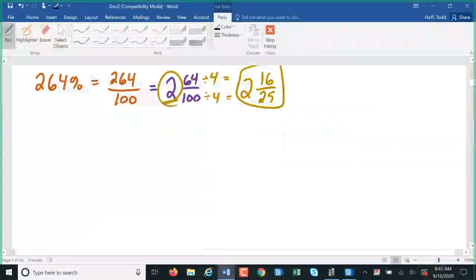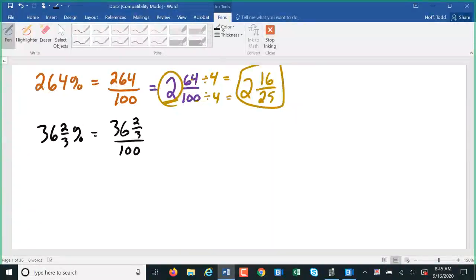Well, we can run into things like this. 36 2/3%. Again, that is simply 36 2/3 out of 100. Now, we do not like having fractions within our fractions. So we need to get rid of that and then simplify this. There are actually 2 strategies we can use to do that.